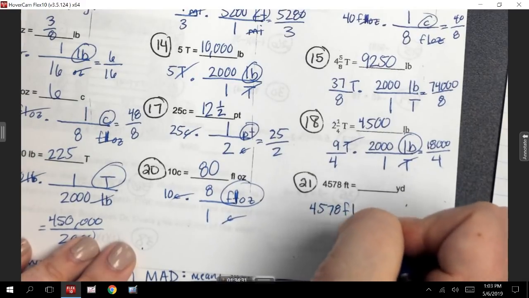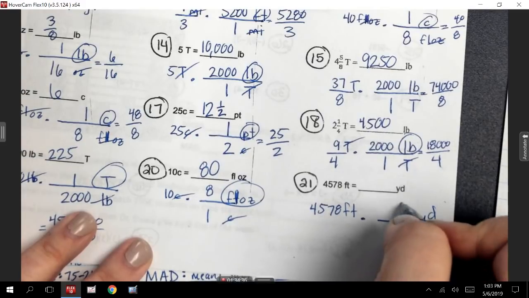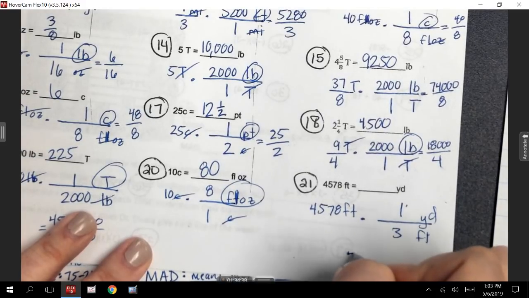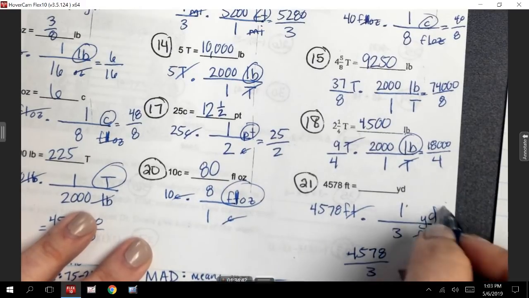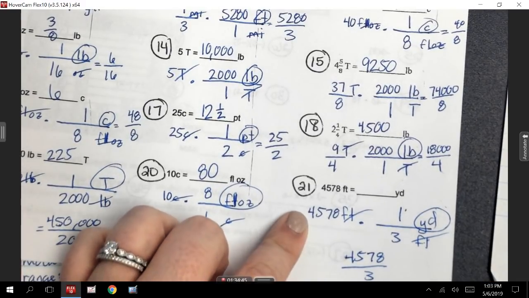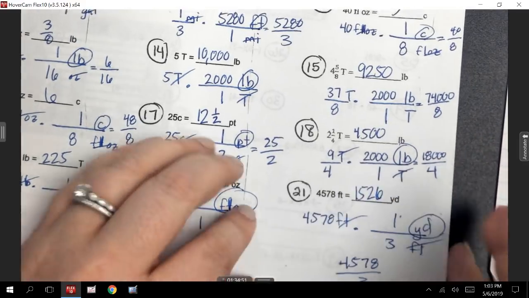4,578 feet times feet on the bottom, yards on the top. 1 yard is 3 feet. So I end up with 1,526 on that problem.